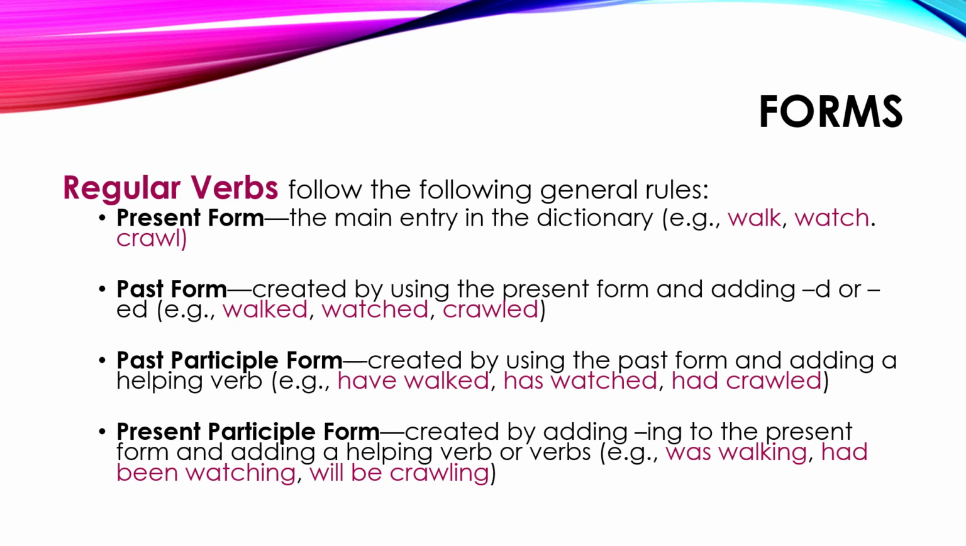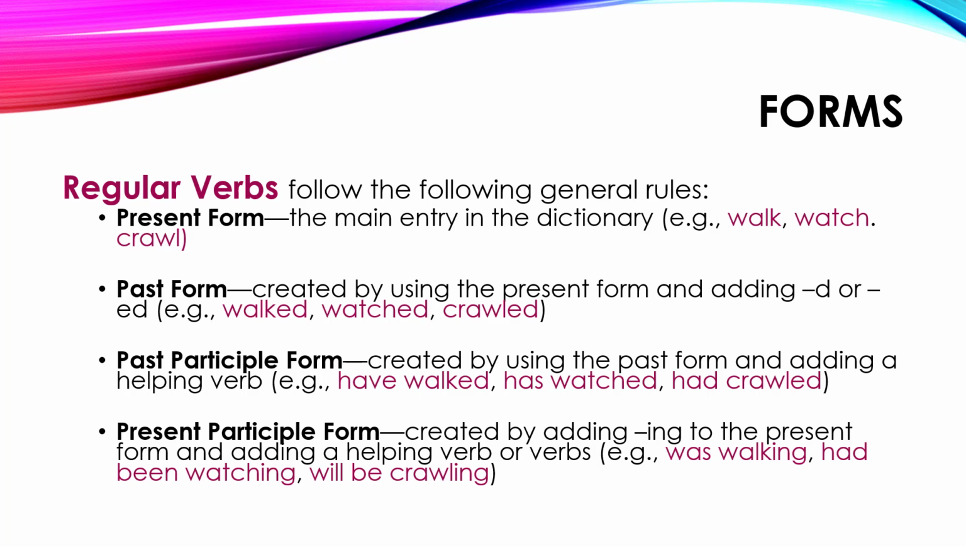So the first form that verbs take is a regular form. These follow the general rules. The present form is the main entry in the dictionary, like walk, watch, and crawl. The past form is created by using the present form and adding d or ed: walked, watched, crawled. That's the regular past tense.